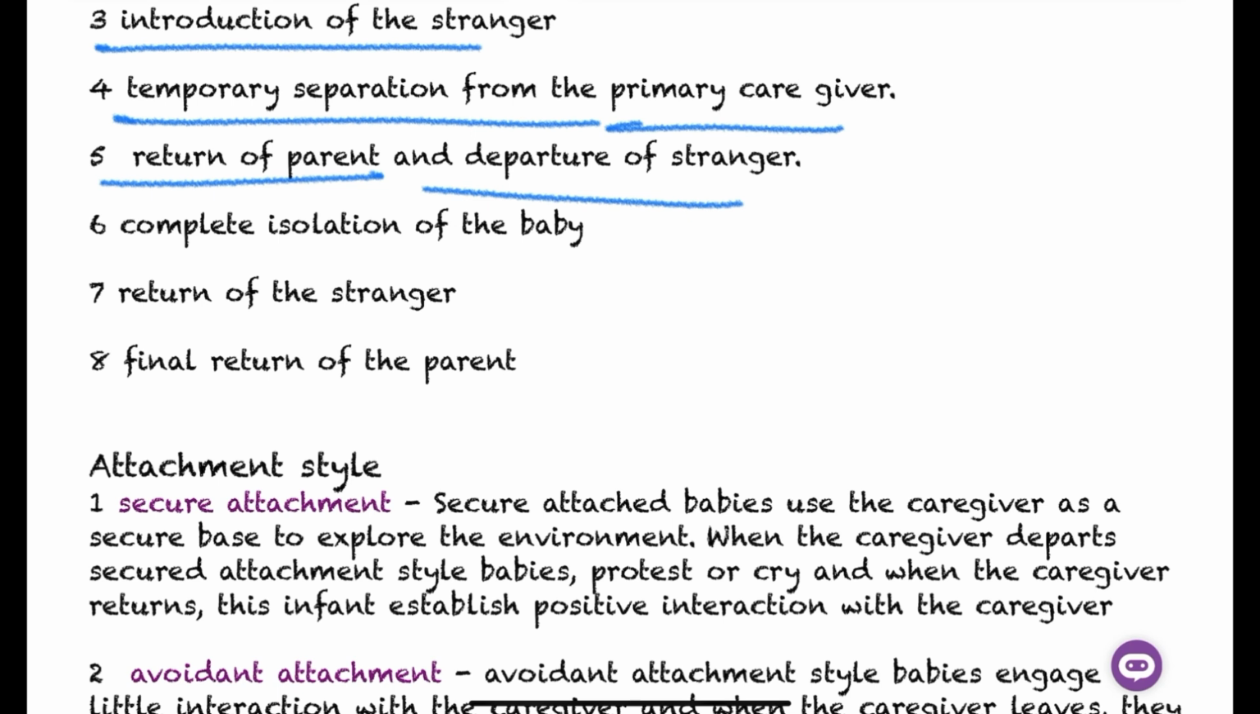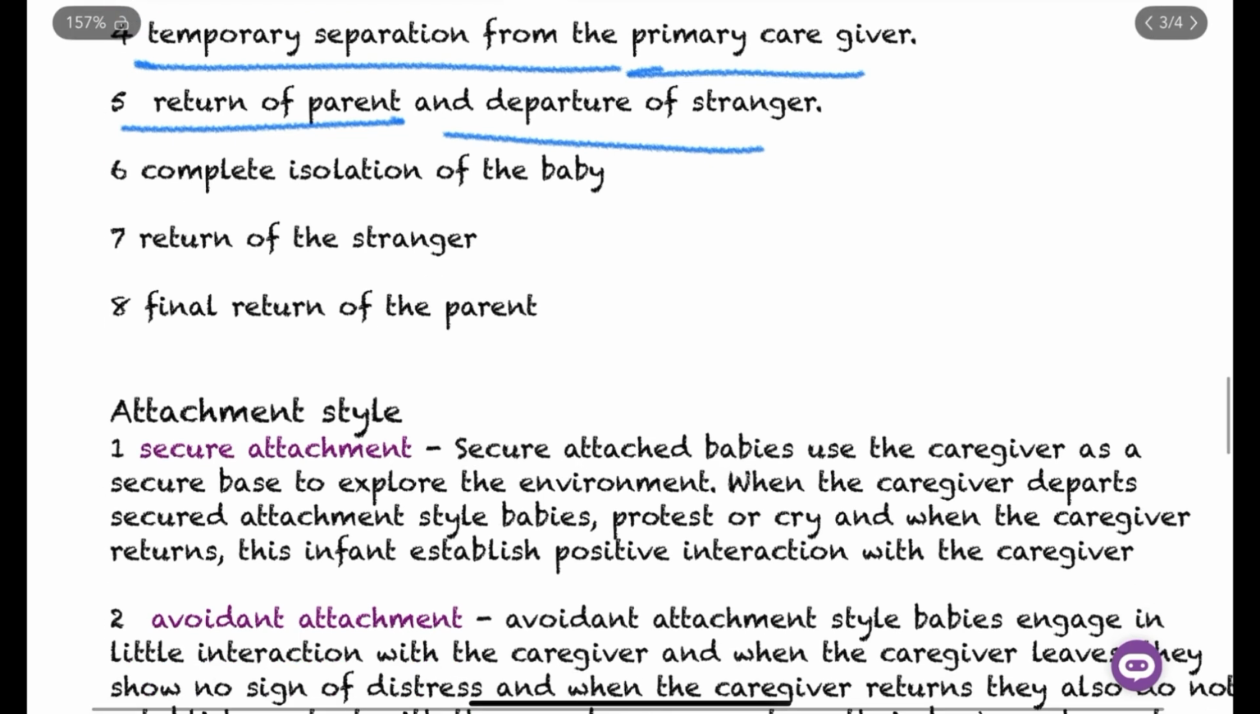So the fifth point is return of parent and departure of stranger. Here the parent re-enters the room again, establishing physical comfort to the baby, because earlier the baby was crying, but now after the return of the parents, the experimenter wants to see how the baby reacts to them, if they go to them or they still cry, etc.